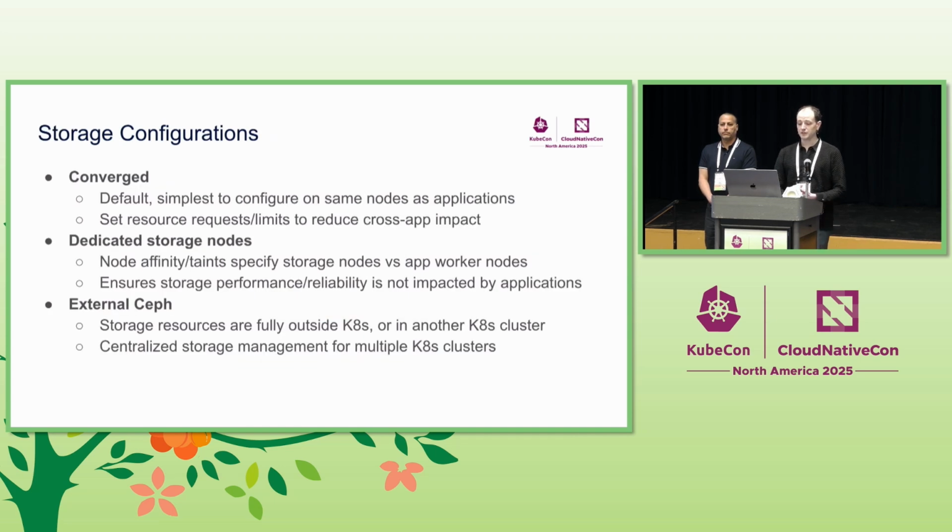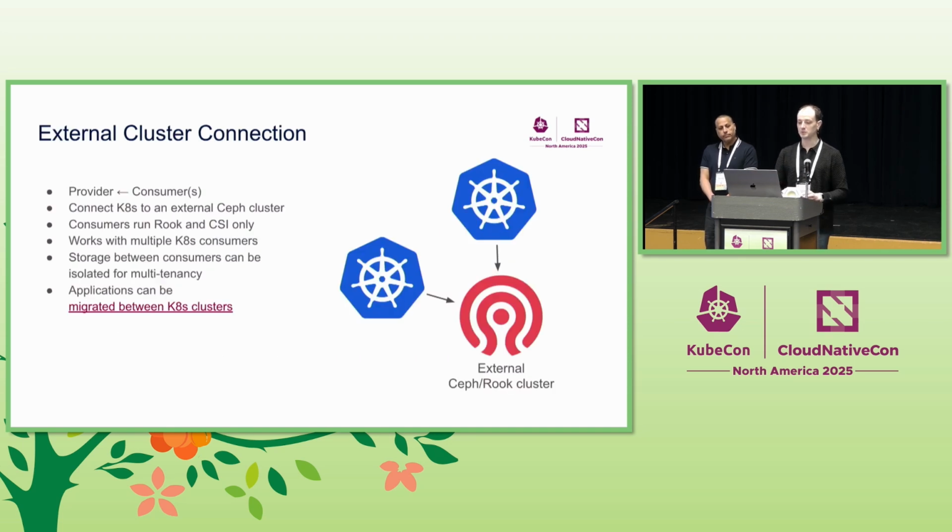As far as storage configurations, generally the default configuration that we talk about is converged, where Rook is running and your applications are right there running alongside Rook. The next step a lot of users take is to have nodes set aside for storage, and this is also supported. Node affinities and taints and tolerations support this pretty easily. The third is having an external Ceph cluster, which I'll dig into a little bit more.